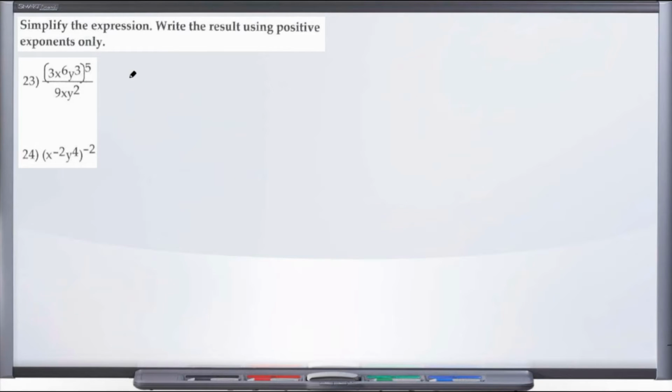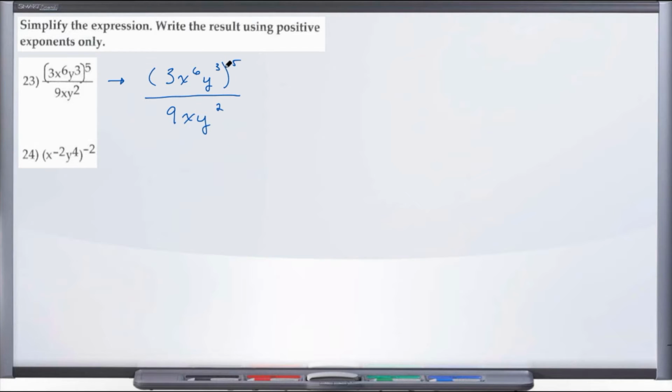All right, so as we pick up here at 23, we are simplifying the expression and writing the result using positive exponents only. Let me quickly rewrite the question out to the right: (3x^6y^3)^5 all over 9 times x times y to the second. So what we have here is, again, we're dealing with exponents.